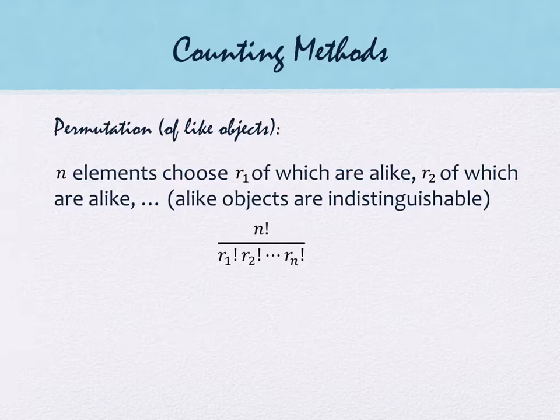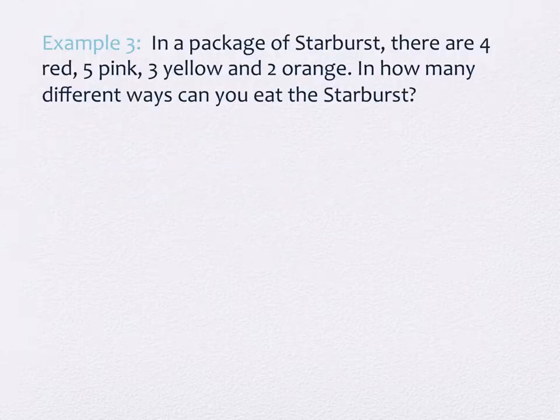Indistinguishable objects. So in this scenario, it can't be people. People are not indistinguishable, right? It has to be objects. So your book likes to do things with flags, running flags up flagpoles. I don't know why. I think candy's so much more fun, so we're going to do candy.